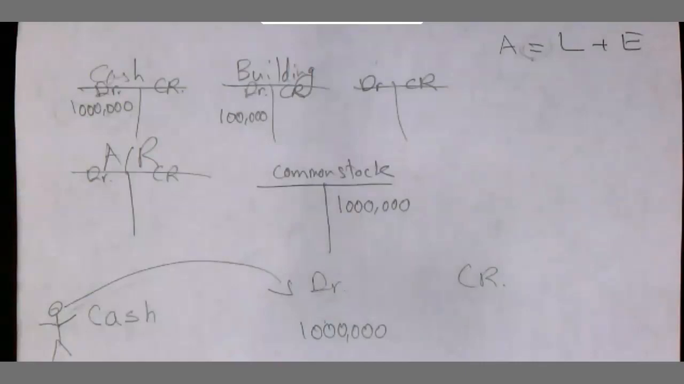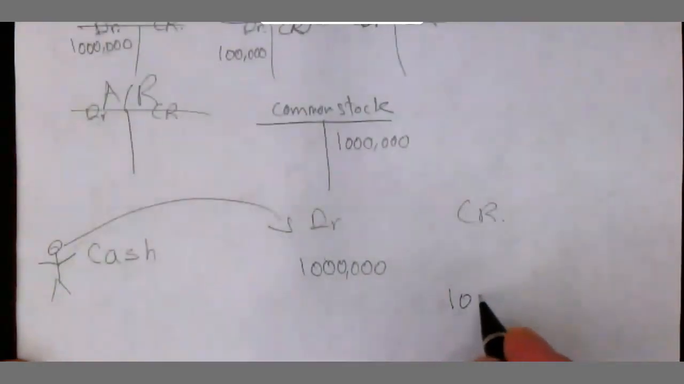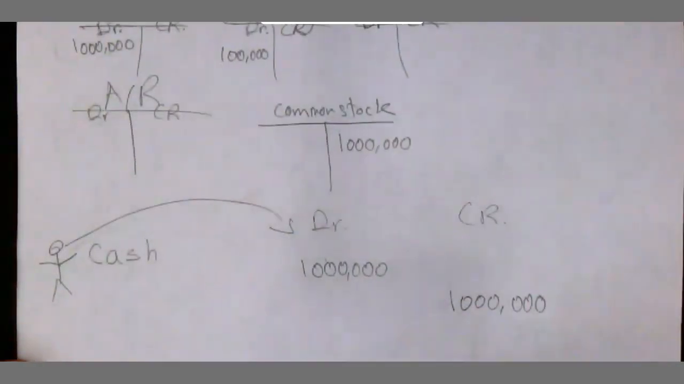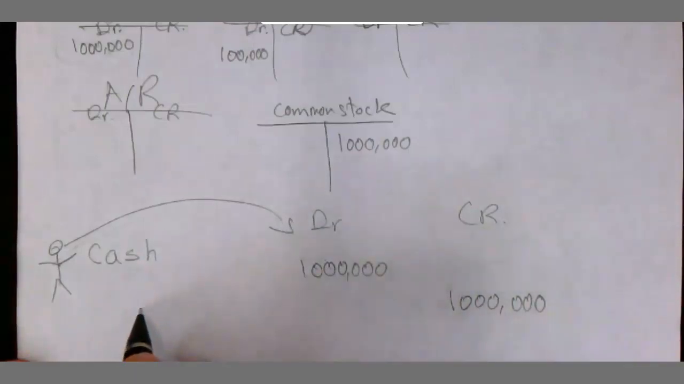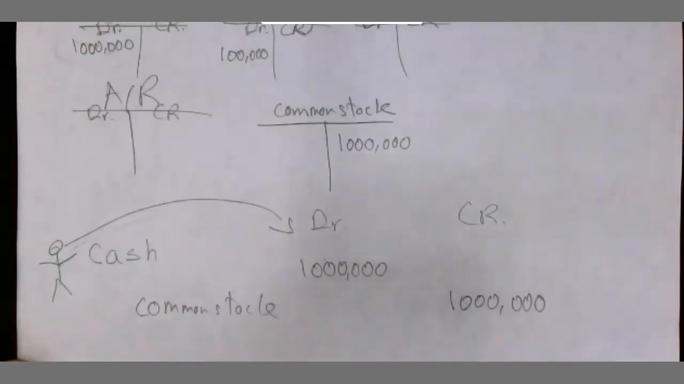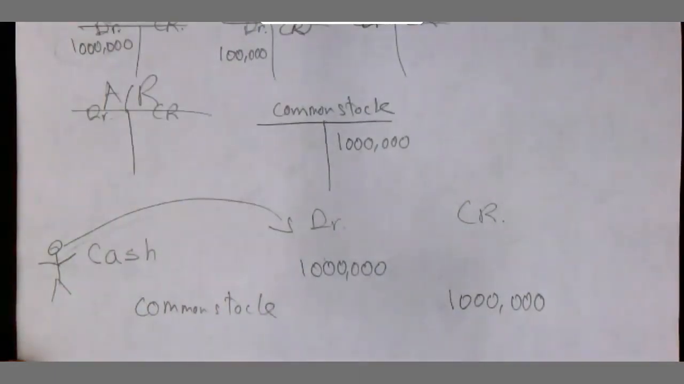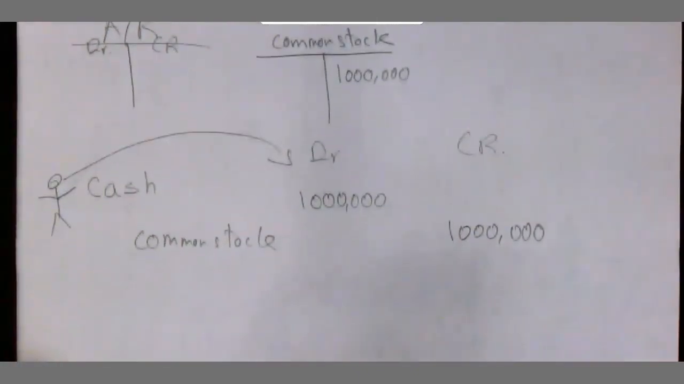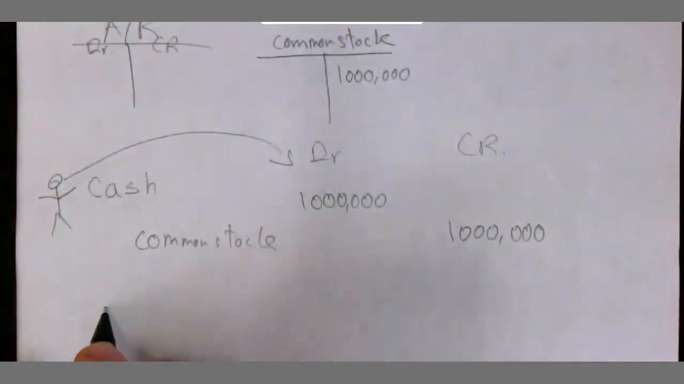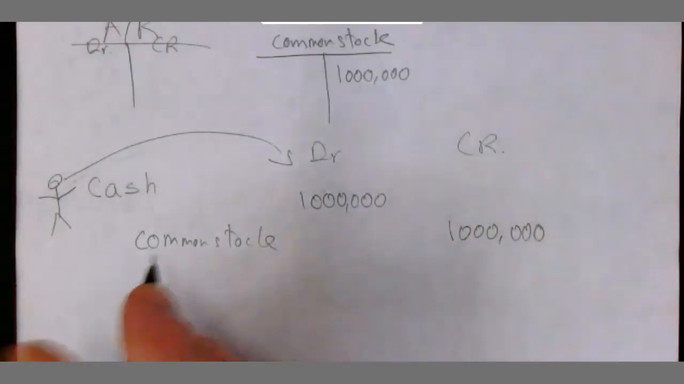Since you understood that, guess what? The other one will be $1 million credit automatically. All I need to do is just call it common stock. So far, so good. Any question? Okay, let's do one more. Now let's buy the building so I can answer the question that I had a few minutes ago.